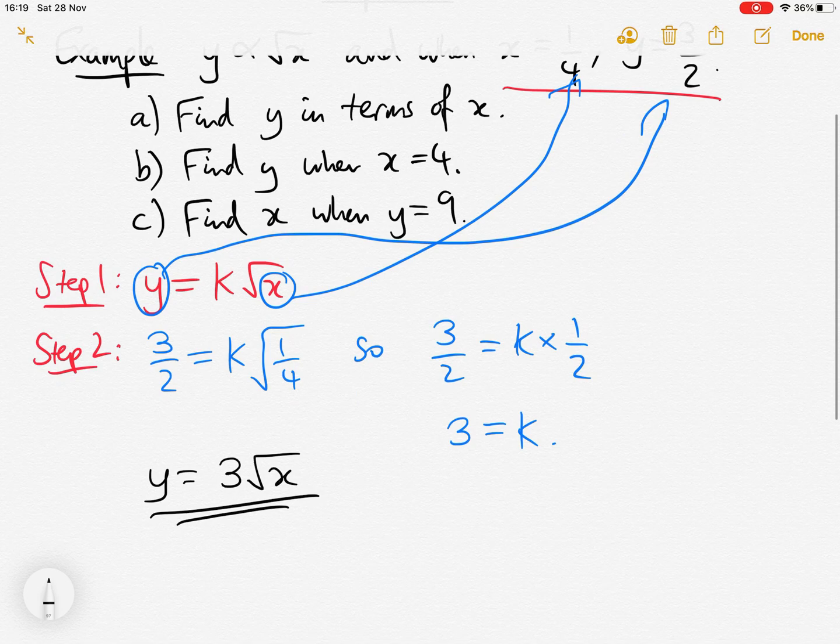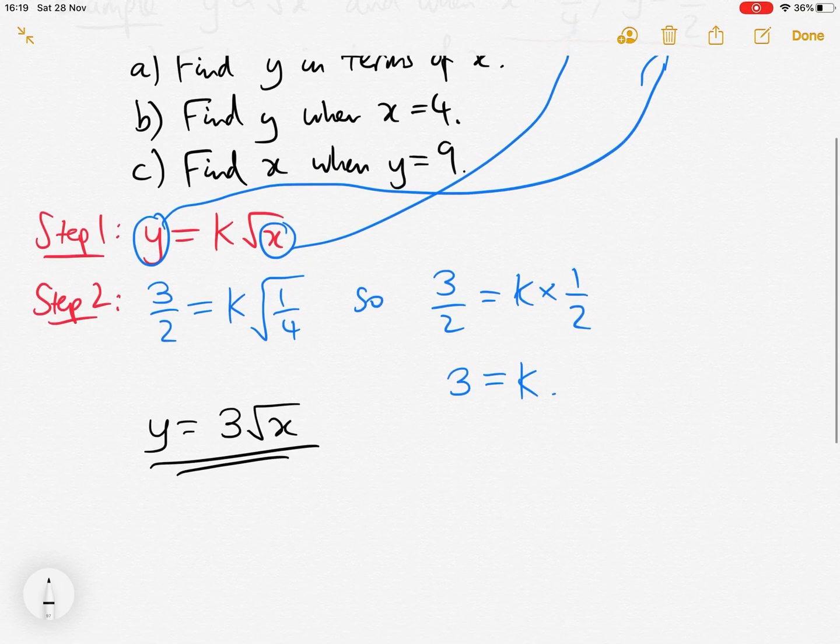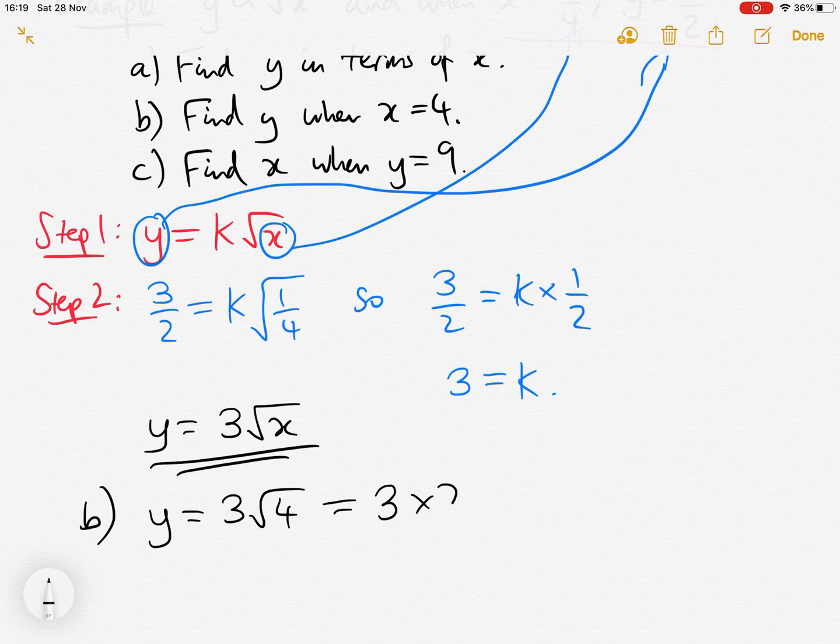Okay. And then part B says, find the value of y when x is 4. And now we've got this formula, so all we need to do is replace x with 4. So we can say y is 3 times the square root of 4. The square root of 4 is 2, so that's 3 times 2, which is 6.